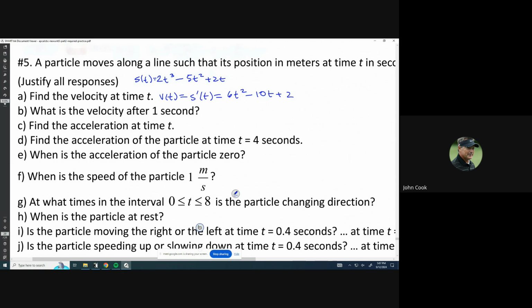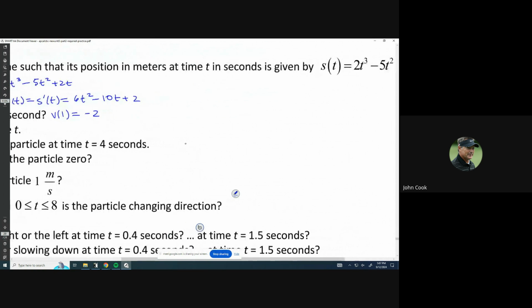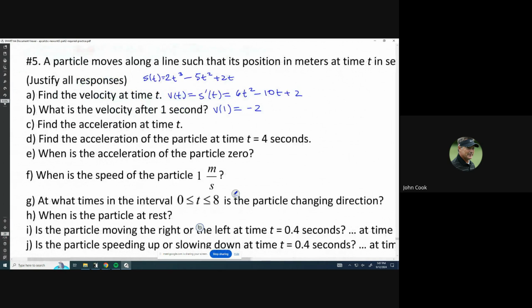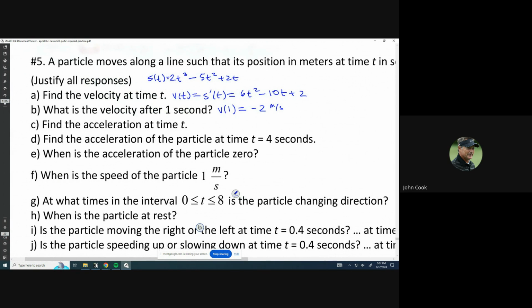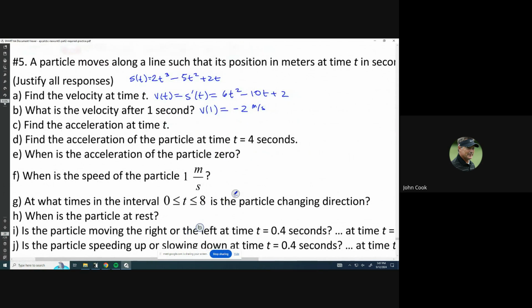What is the velocity after 1 second? All you have to do is plug in 1 for t. We get 6 minus 10 plus 2, so negative 2. Does it have units on it? I forget. Meters and seconds, so meters per second for this one. Don't forget units when you are answering word problems. Oh, did I forget to put units on the poster? No, I think I put inches on that. Okay, we're good.